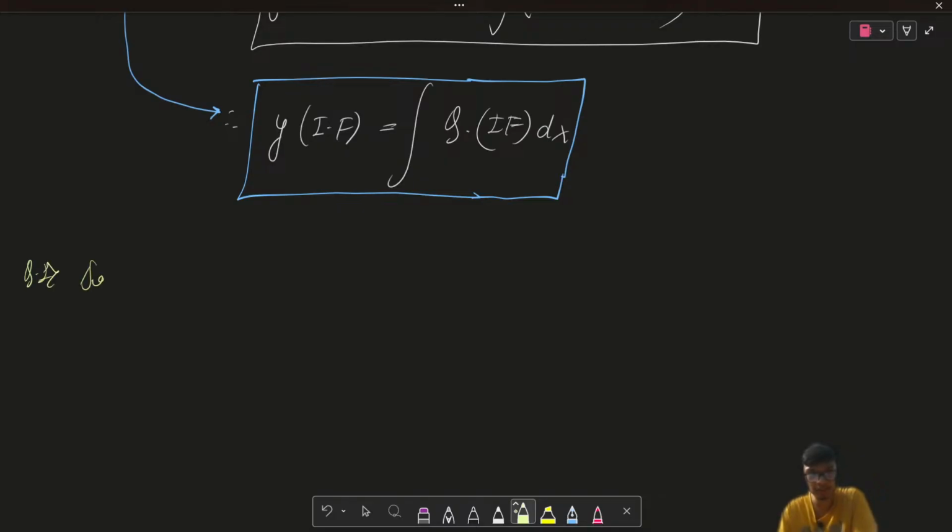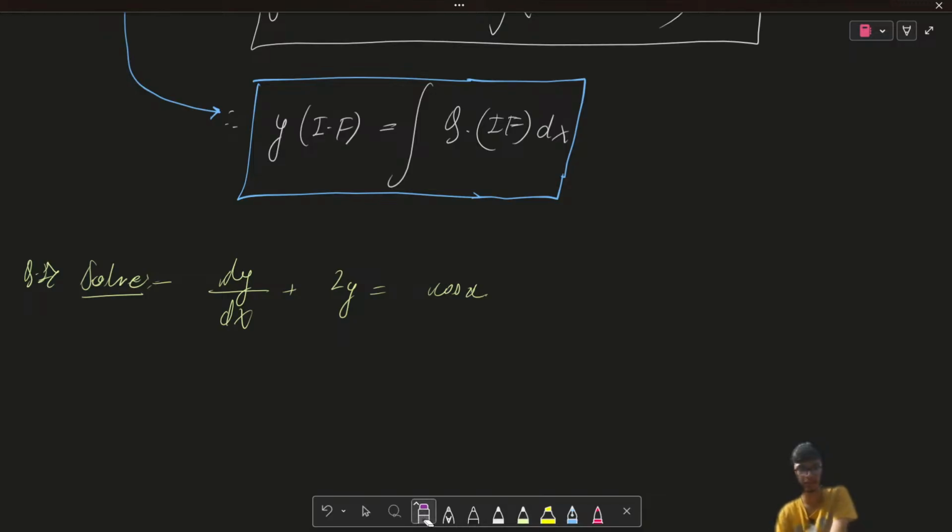Here it is mentioned to solve the following differential equation, that is given as dy by dx plus 2y is equal to cos of x, right? So dy by dx plus 2y is equal to cos of x is the given differential equation. So let's see how we can proceed with the solution of such a differential equation.